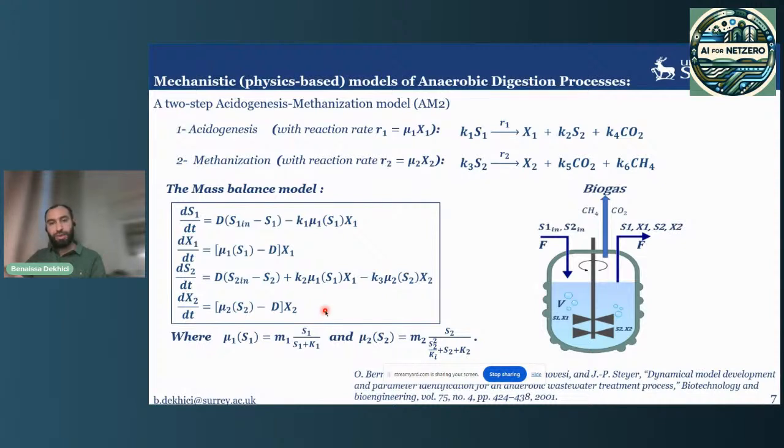And this model was introduced two decades ago, and it was mainly developed for working with wastewater treatment, wastewater feedstock, which is a specific feedstock, which is another challenge in our case.